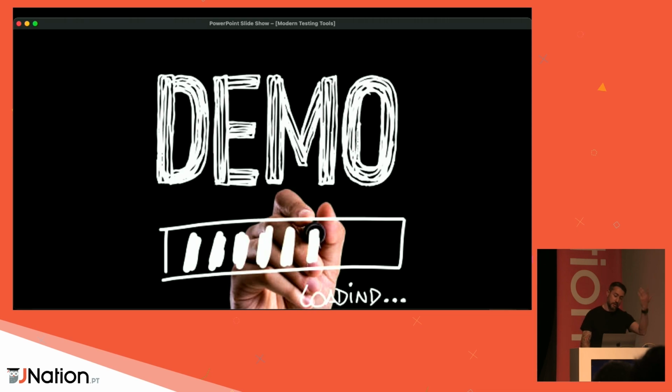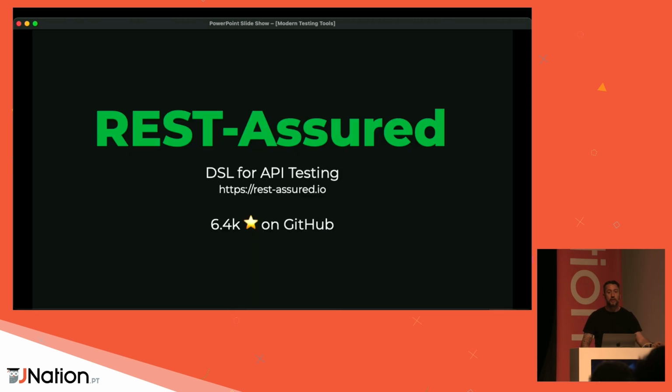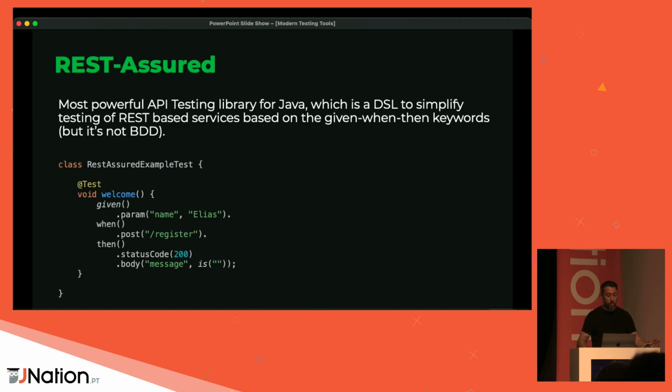So, demo, yeah, I already showed. And REST Assured. How many of you know REST Assured here? Okay, nice. REST Assured is a super cool, awesome DSL for API testing in Java. It's awesome that Quarkus uses it for testing. And it's super nice what we can do with it, it's a DSL.